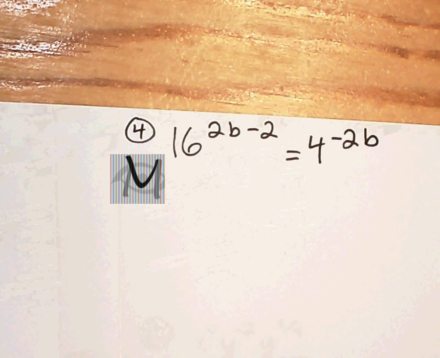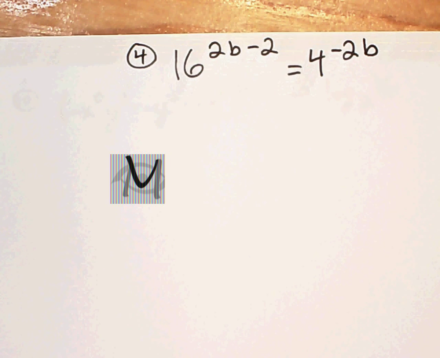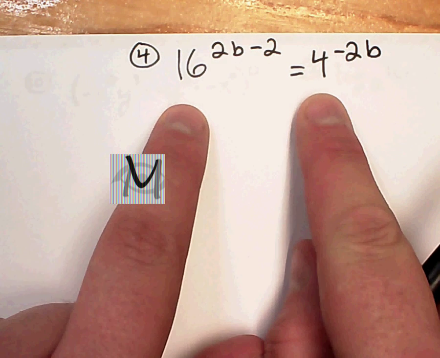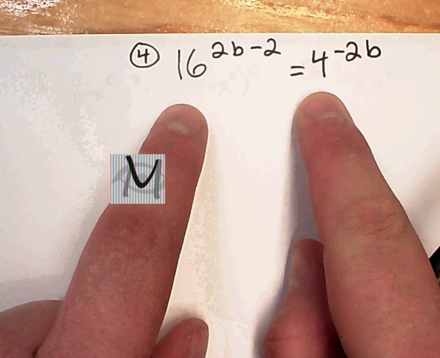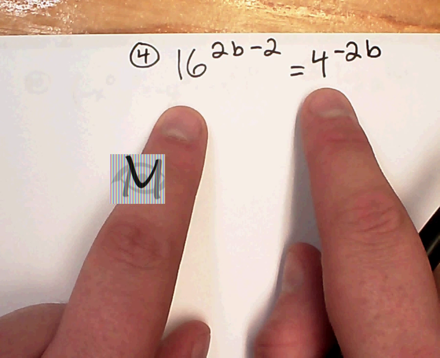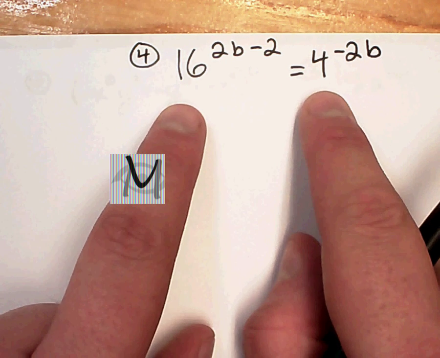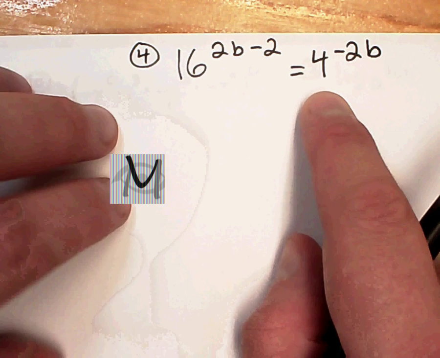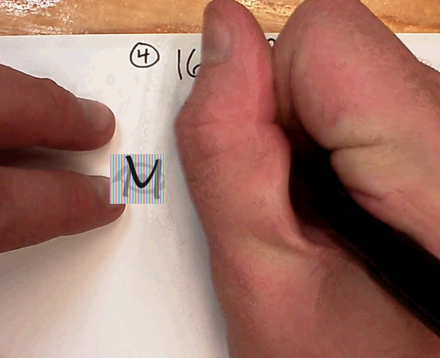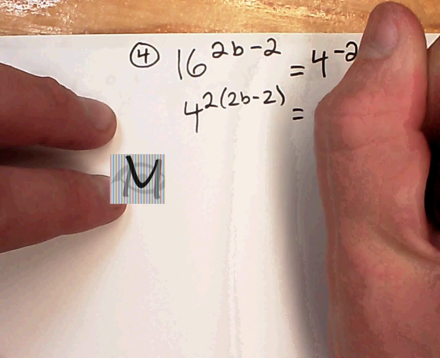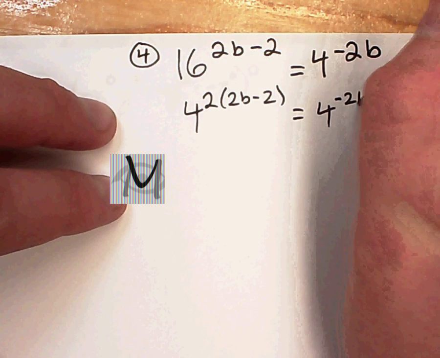Continuing to number 4. For number 4, again you look: are my base numbers the same? No, they are not. So you need to change them to have the same base. Well, this one's a really simple one. I know that 4 squared will give me 16. So I'm going to change the 16 to 4 squared. So 4 squared, 2b minus 2 is equal to 4 to the negative 2b power.